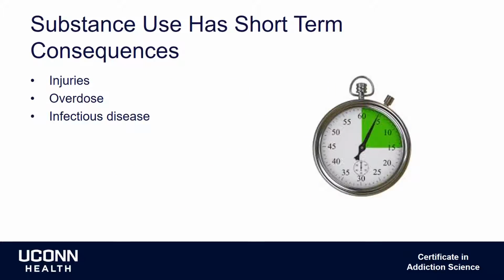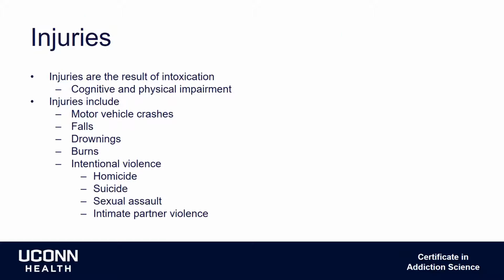So substance use generally has short-term and long-term consequences. The short-term consequences include things like injuries, overdose, and infectious diseases. Injuries themselves are typically the result of intoxication. So you have cognitive impairment, you have physical impairment, that you just don't function as you normally would when you're not on a particular substance. These can include things like motor vehicle crashes, falls, drownings, but also intentional violence. So homicide, suicide, assault, intimate partner violence can be the result of substance use.